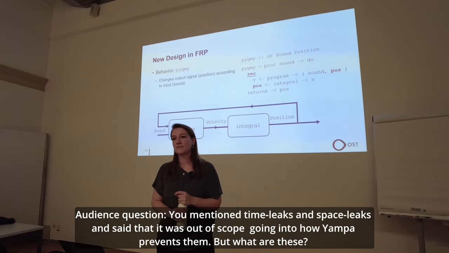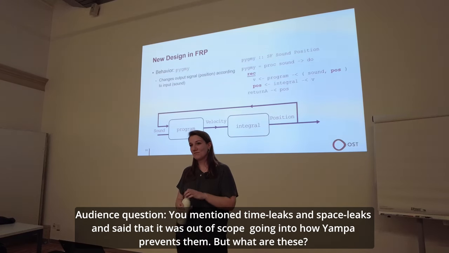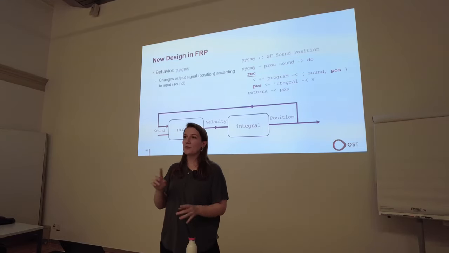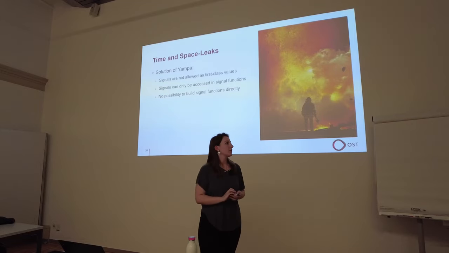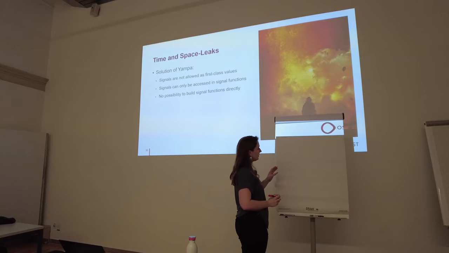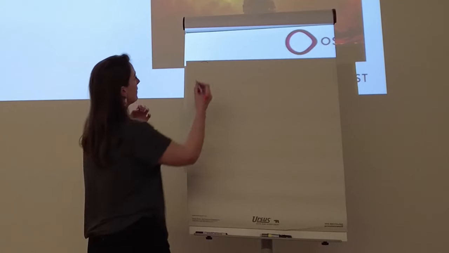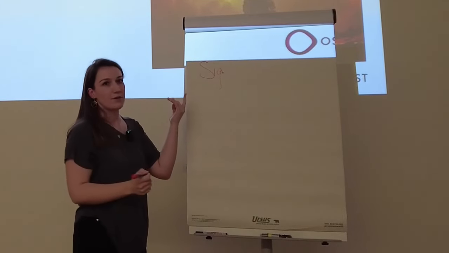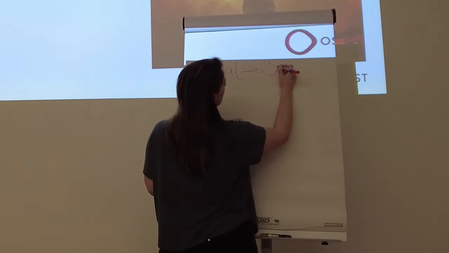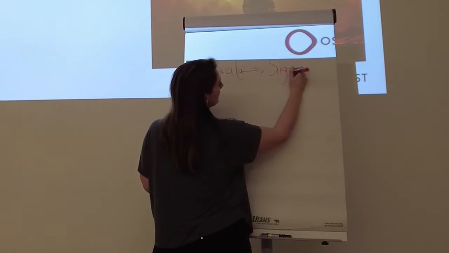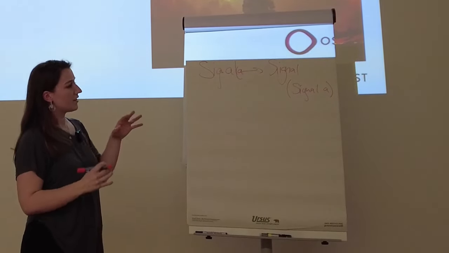You mentioned time leaks and space leaks. I know it was out of scope what these are, and how Yampa prevents them is with the signals. The space leak happens with signals. So if we have a signal that returns itself, so the output is a signal of a signal, you cannot program it like this, because in Yampa there are signal functions. But imagine a signal of signal A, and now the signal is returning itself.